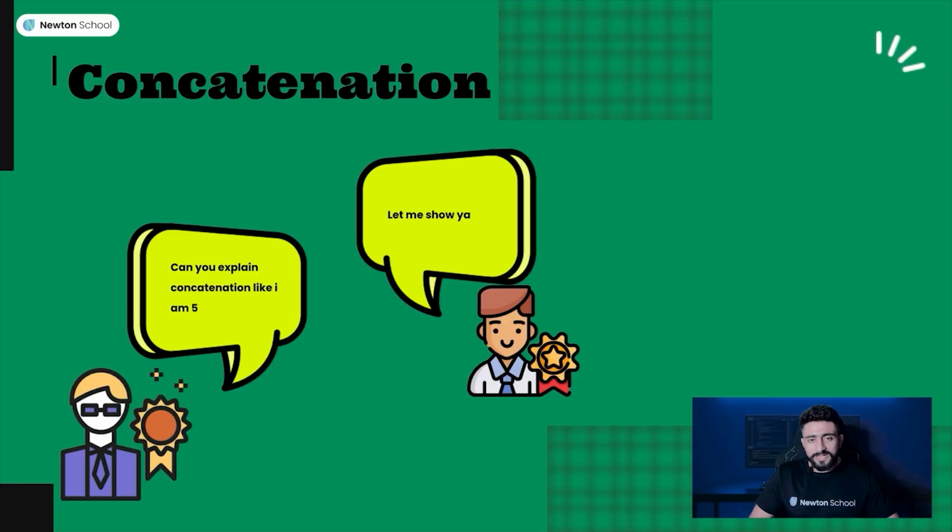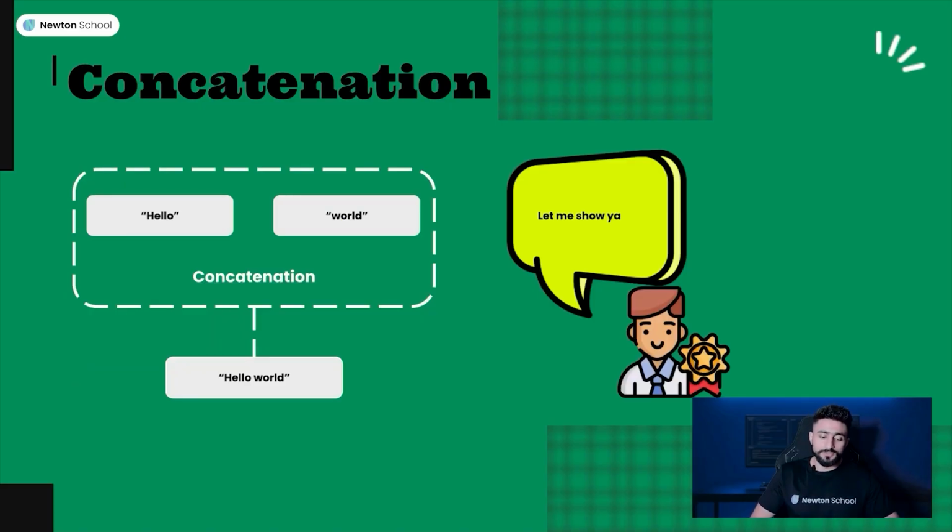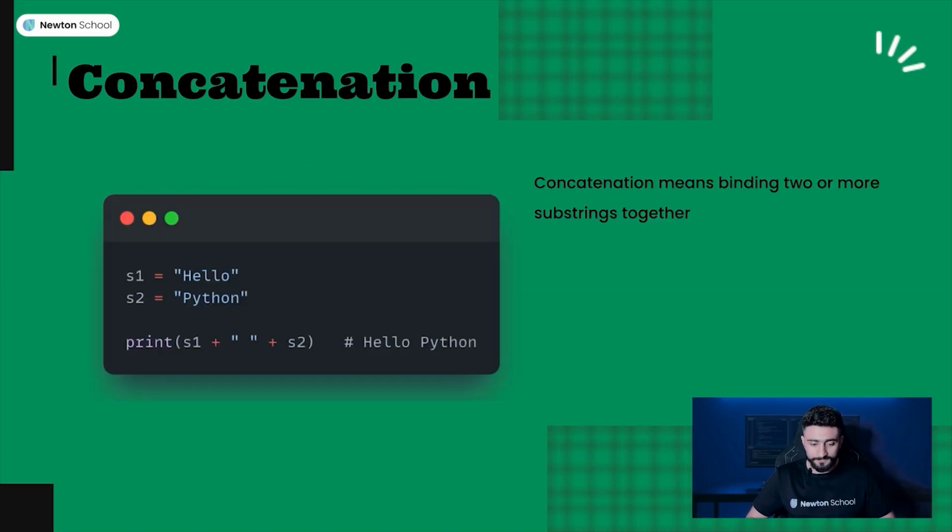So let's see how the concatenation works. Let's say you have hello and you have world. These are the two different strings. Once you concatenate them, it will become hello world, right? So this is how the concatenation is performed. There is a plus operator. The plus operator is used to do the string concatenation. So the output of this program will be hello space Python, hello Python.